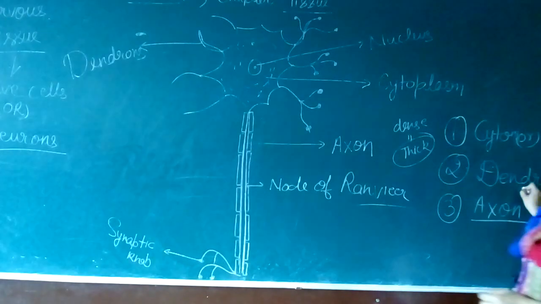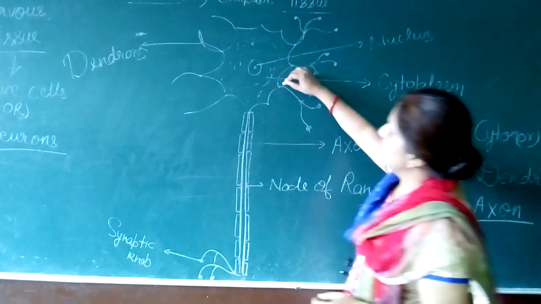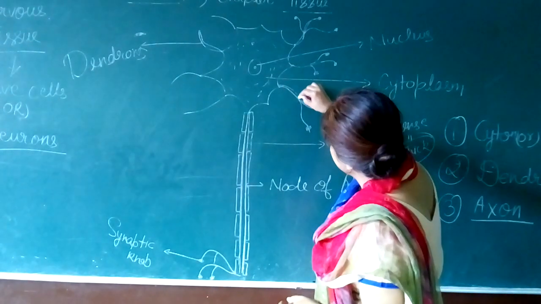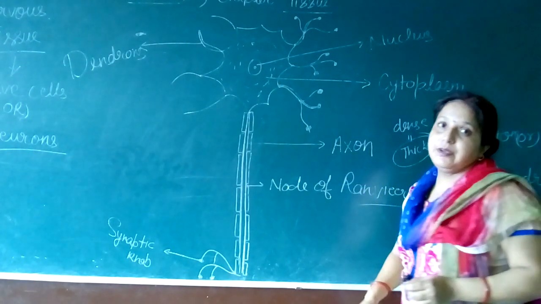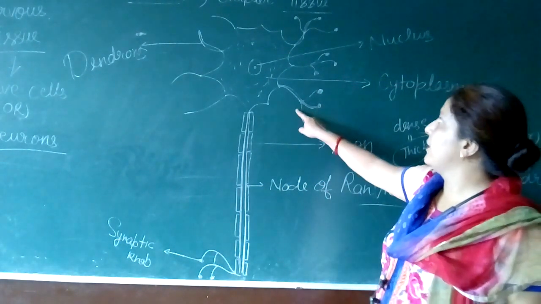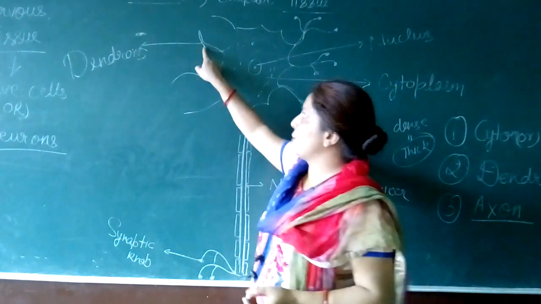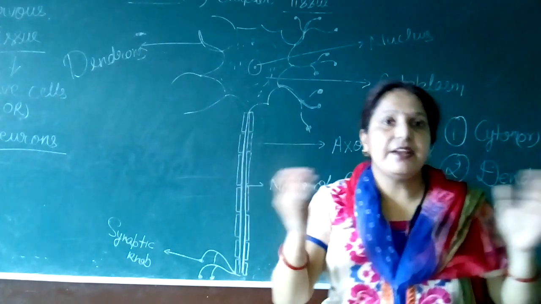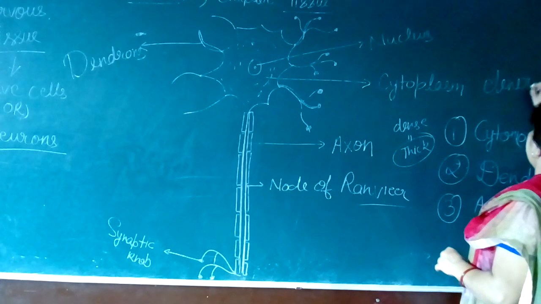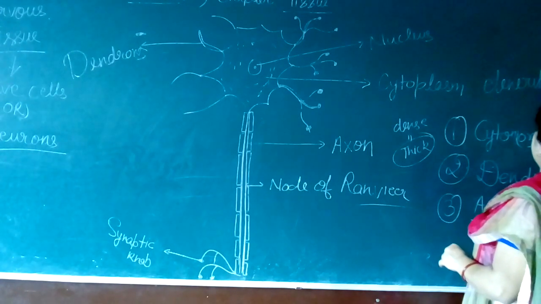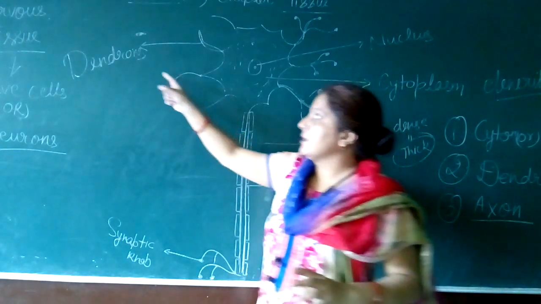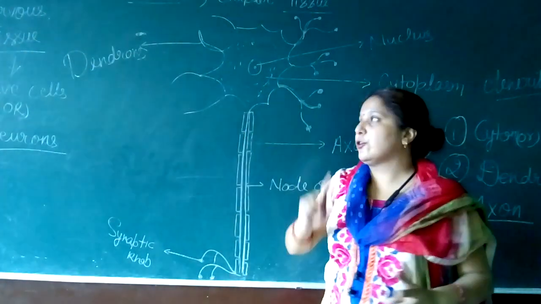Next is dendrons. From the base of the cell body, some fiber-like structures are present, which are called dendrons. From the dendrons, many dendrites arise. Dendrites are the branched parts of dendrons.